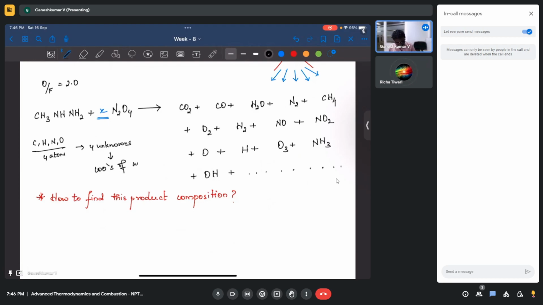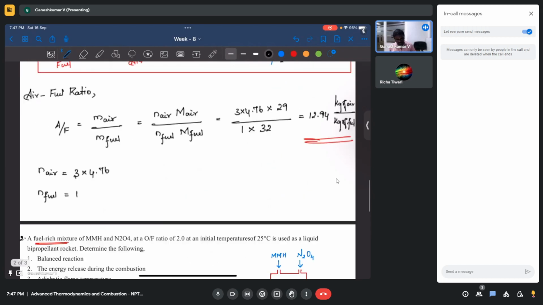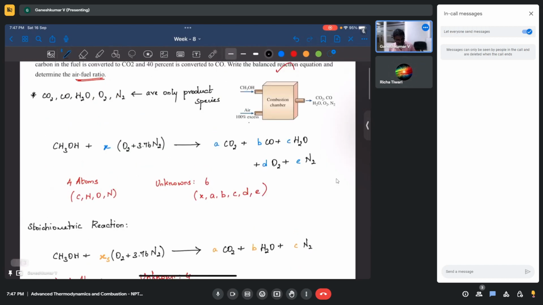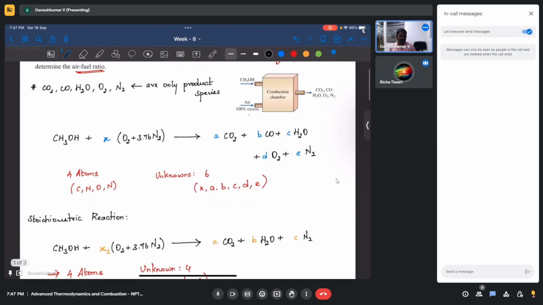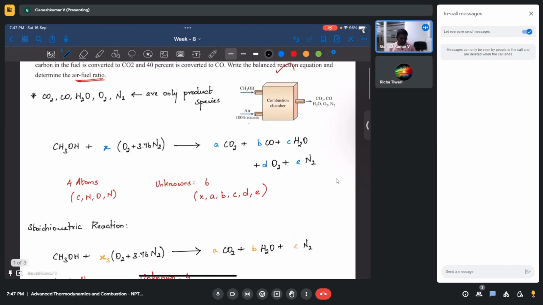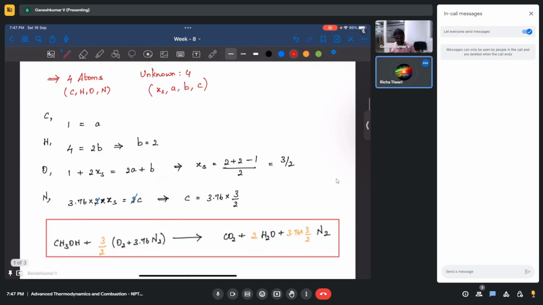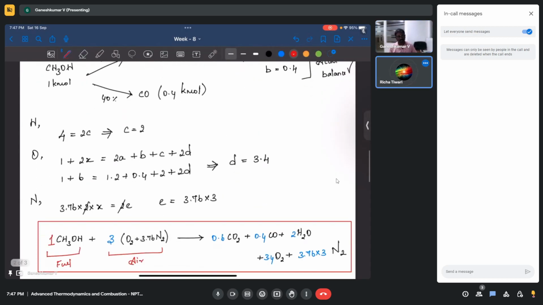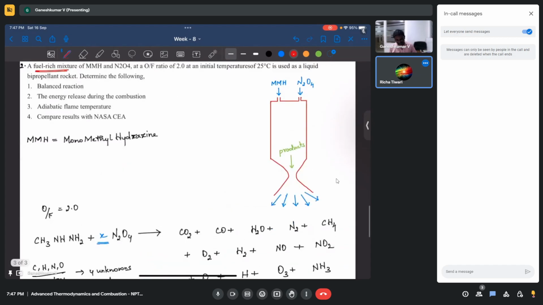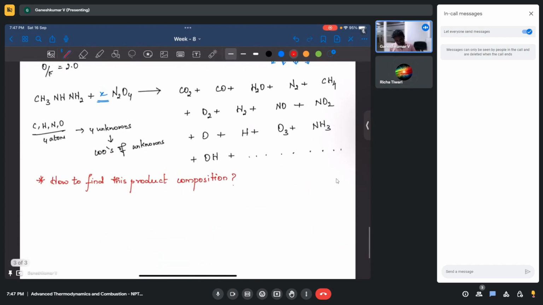Why should I restrict myself to only the species in the previous problem? It was written in the question, it was just given that only these are found. In reality, it's not the case. You can add O, you can add H, you can add N, all sorts of things. But with that problem, it gave that. This problem didn't say anything. I have a lot of unknowns. How do I solve it?